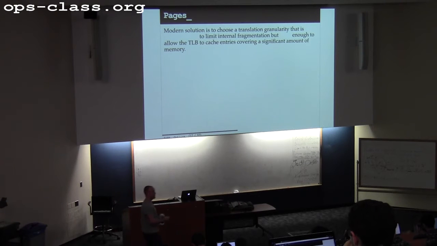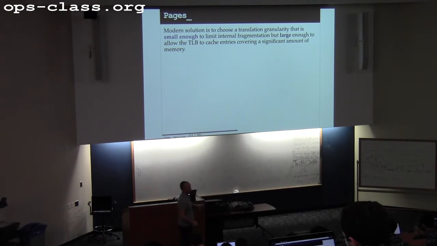And the modern compromise is, there's one reason why I would like the amount of memory I map to be big, or the page size to be big. And what I do is I choose a translation granularity that's small enough to limit internal fragmentation, yet big enough to make good use of my cache. And we'll come back to this, we'll talk about this a little bit.